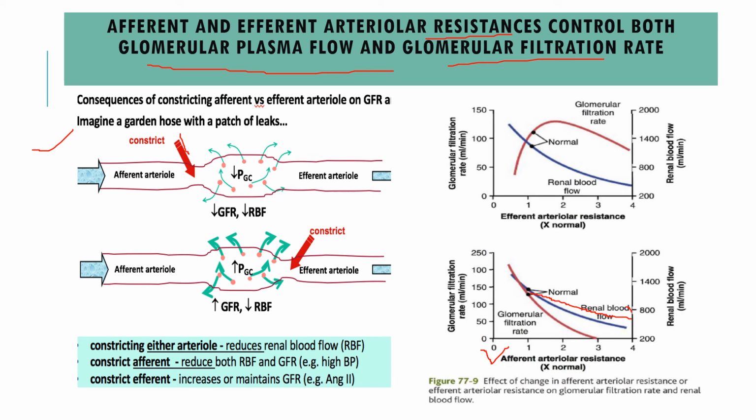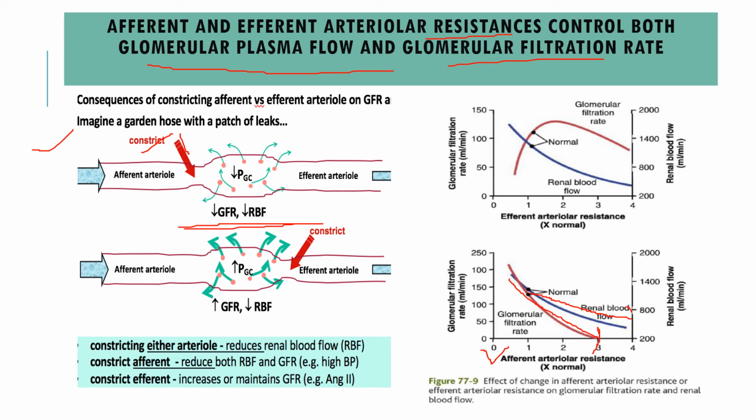And what will happen to the GFR? GFR also decreases, because as less blood flows into the glomerular capillary, the hydrostatic pressure of the glomerular capillary will be reduced, reducing the net ultrafiltration pressure. So if afferent arteriolar constriction is there, both the GFR and the renal blood flow will be reduced. We can see from this picture that the renal blood flow and GFR are both decreased.